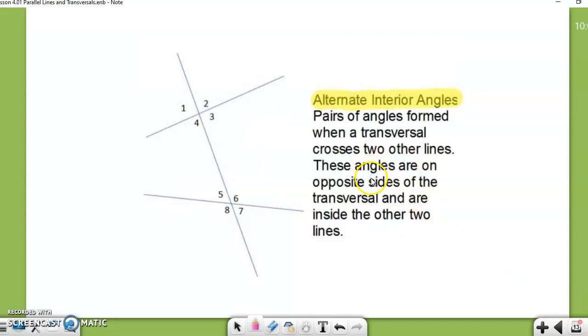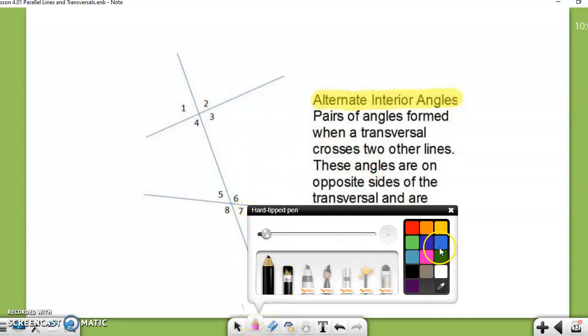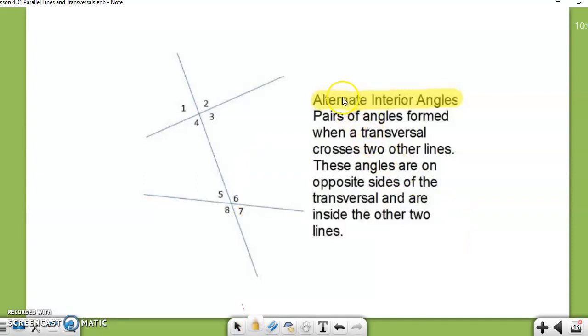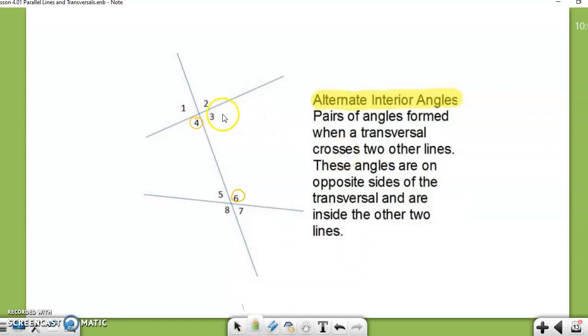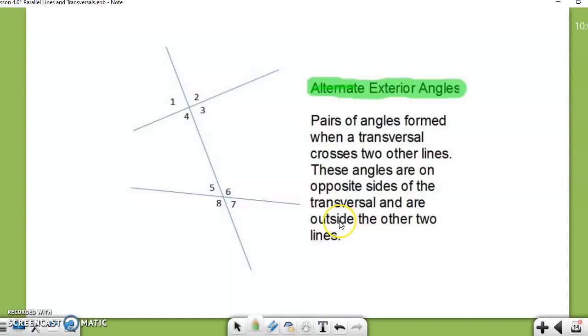Okay, we also have something called alternate interior angles. Notice these are not parallel lines, we're just talking about positioning. So my alternate interior angles, they're going to be on alternate sides of the transversal, but inside the two lines. So 4 and 6 are on opposite sides of the transversal, but inside the two lines. And then I've got 3 and 5 that are alternate interior angles as well. Just talking about their position.